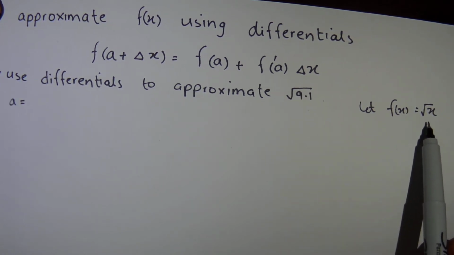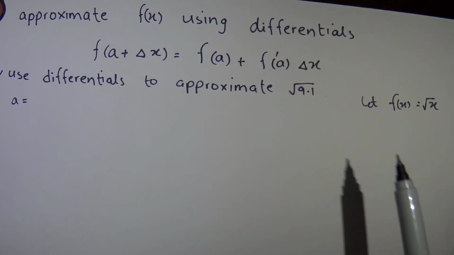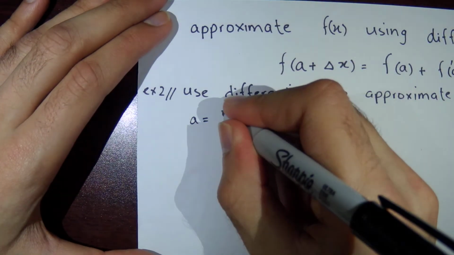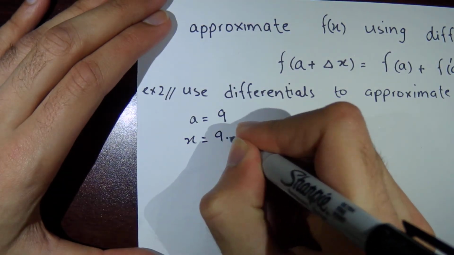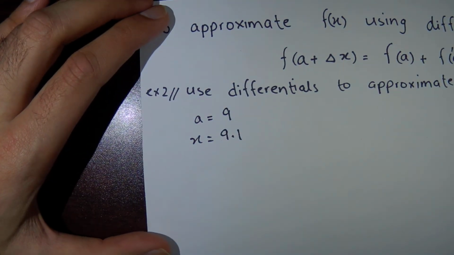And if I have the square root of 9, I know that's exactly 3. So let's let a equal 9. x is our given value, which is 9.1. And that's it. We're on to our formula now.